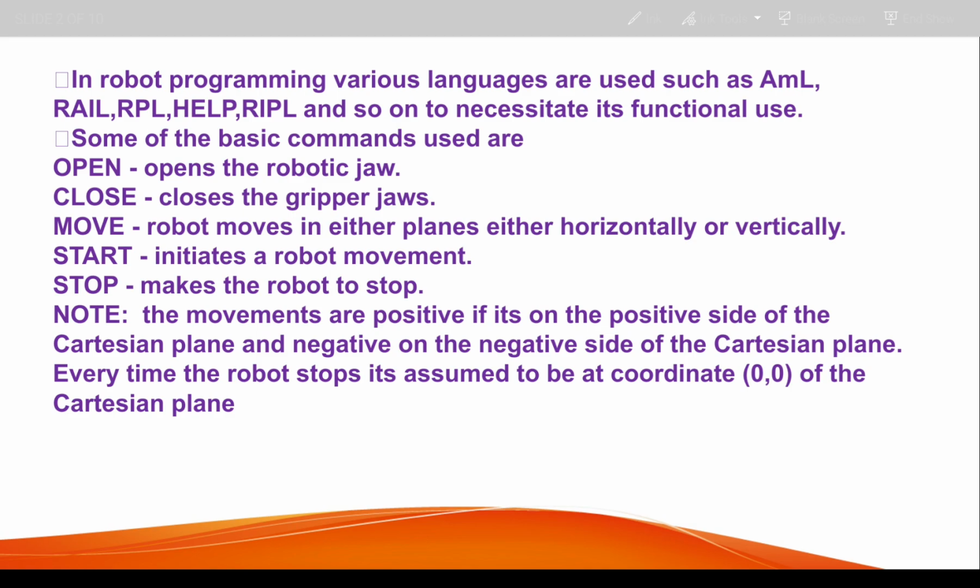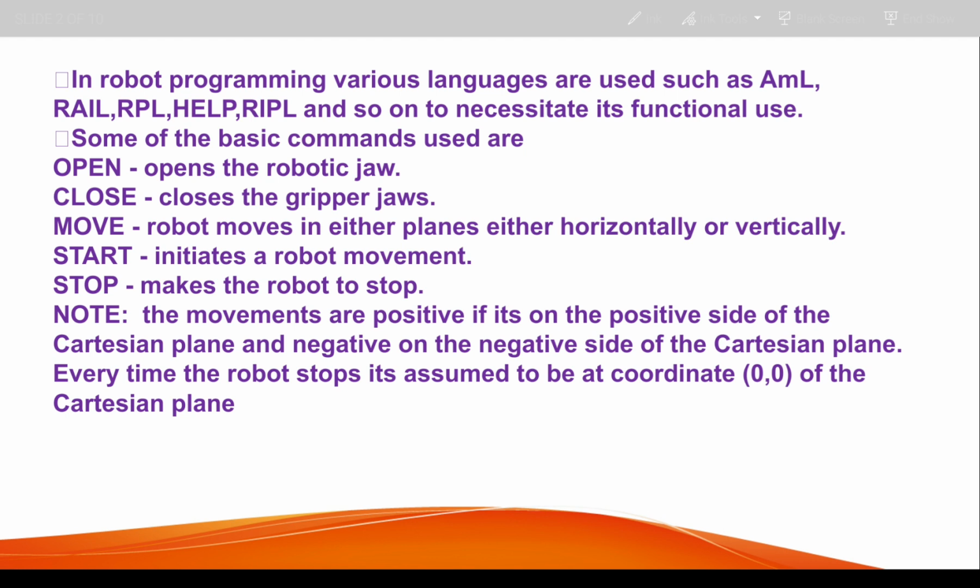So if I go to my first slide, you discover that I have written some basic knowledge about robot programming, whereby I've said in robot programming various languages are used, such as the AML, the Rail, RPL, HELP, RIPL, and so on, to necessitate its functional use. These are just some of the programming languages that an operator or a user designs in order to enable a robot to operate its function.